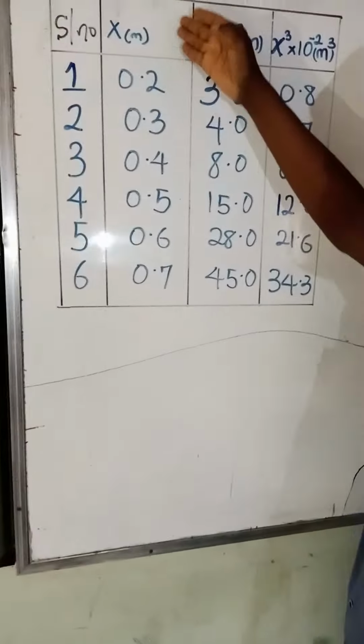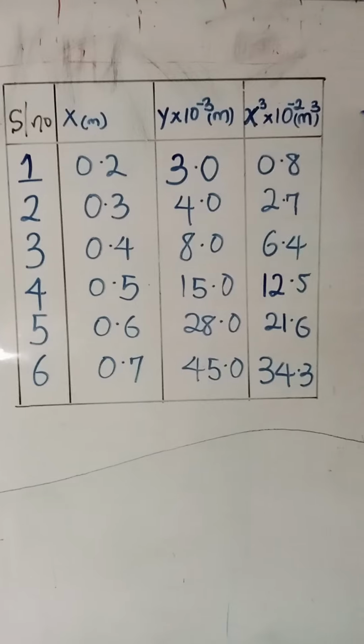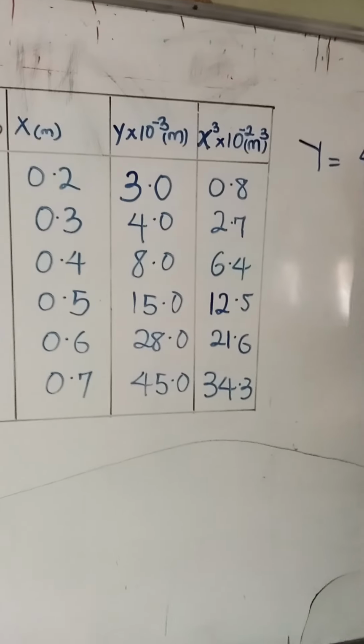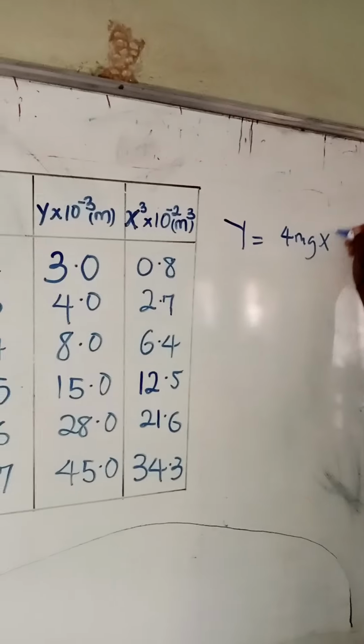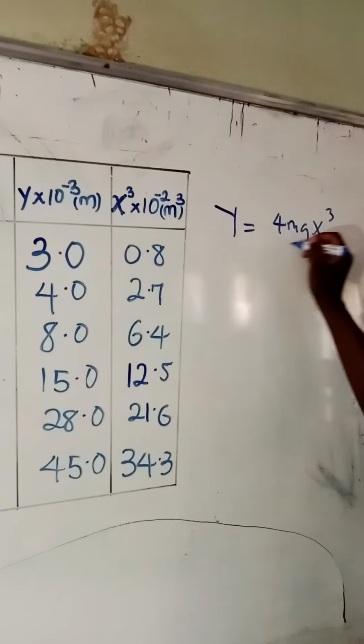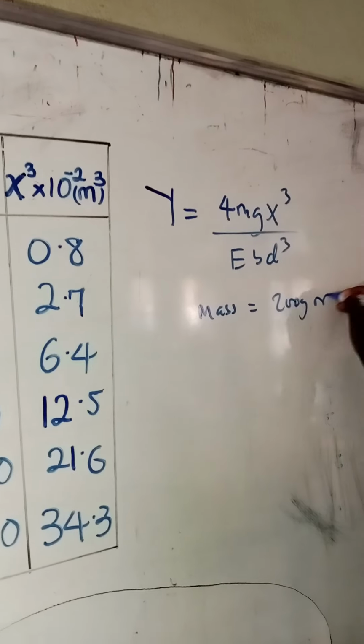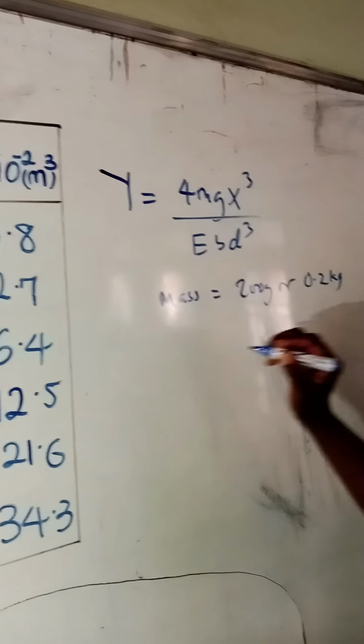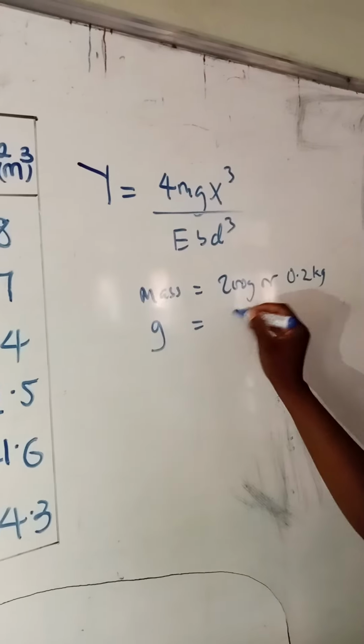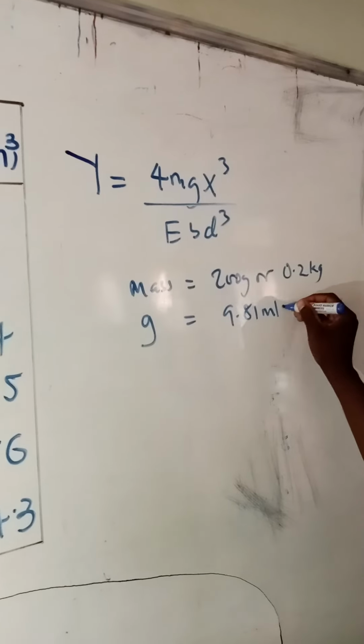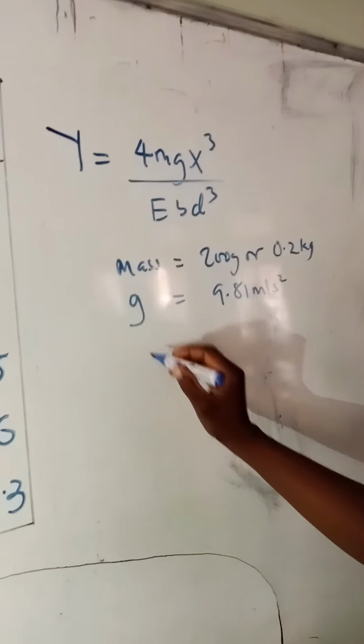Now, some people would be wondering, how do we get this column? Simply, from the equation of this cantilever, we have Y is equal to 4mgx raised to the power 3 all over EBd raised to the power 3. Now, we can see here that m is the mass attached to the end, which is 200 grams or 0.2 kilogram. Our g, acceleration due to gravity, is 9.81 meters per second squared.